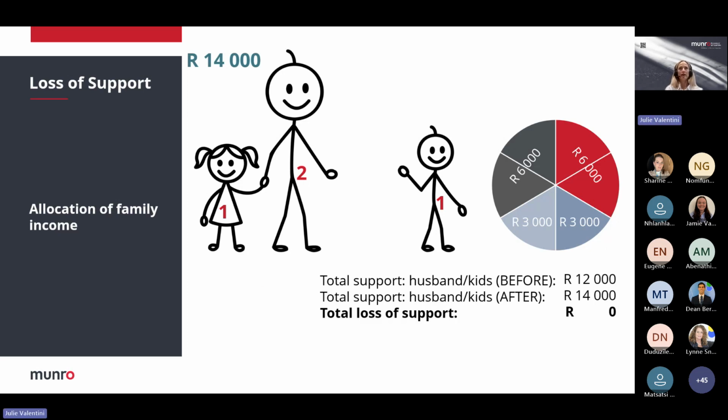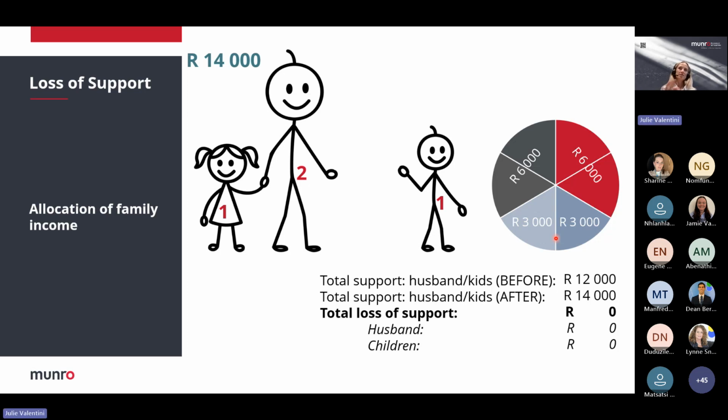And the reason, if you think about it, the 14,000 is enough to cover his support of 6,000 and each of the children's support, and there's 2,000 left over. So those 3 dependents are actually in a better situation than they were before the accident, financially.